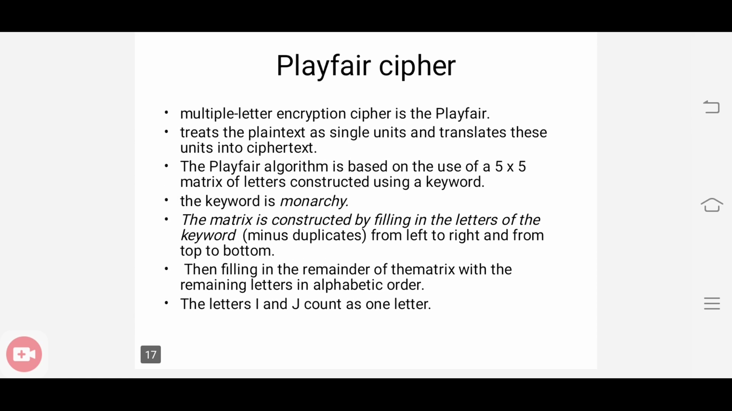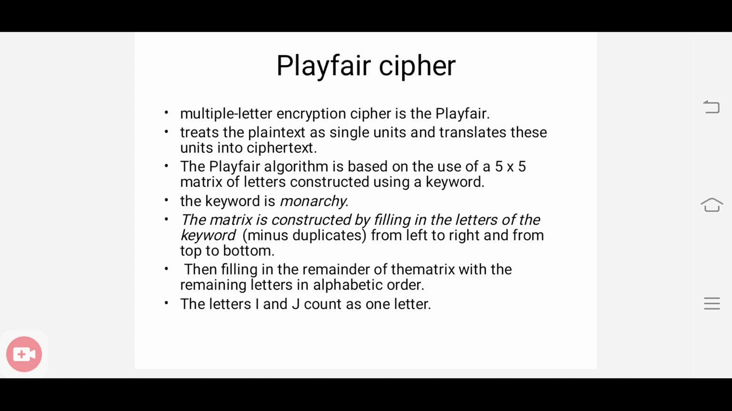And the third one is Playfair cipher. It is actually a multiple letter encryption cipher. Here it treats the plain text as a single unit and translates these units into cipher text. The Playfair algorithm is based on the use of a 5 by 5 matrix of letters constructed by using a keyword. It is the third mechanism in substitution cipher mechanisms.